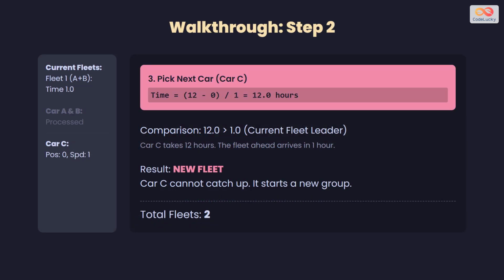Now we look at the next car, car C. It starts at mile 0 with a speed of 1. It needs 12 hours to reach the target. The fleet ahead of it, formed by A and B, arrives in just 1 hour. Clearly, car C is much slower and will never catch that group. Therefore, car C remains independent and counts as a second fleet.